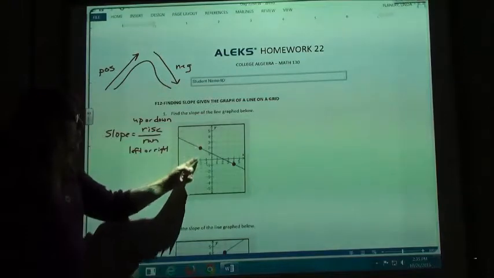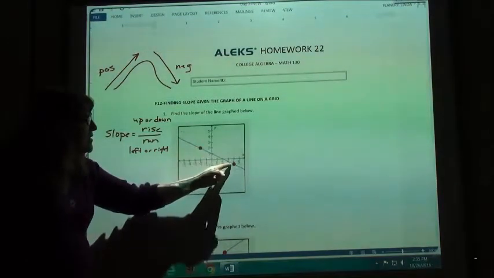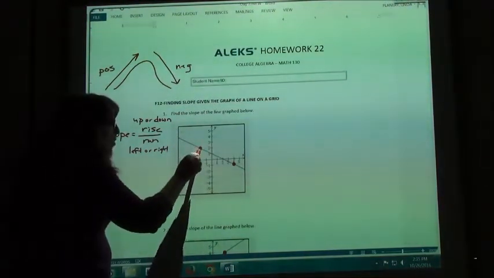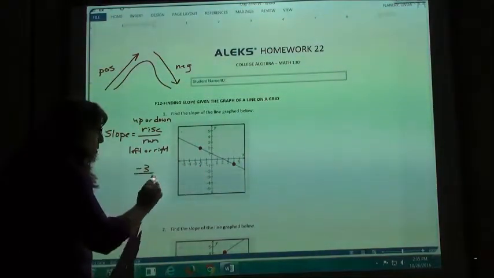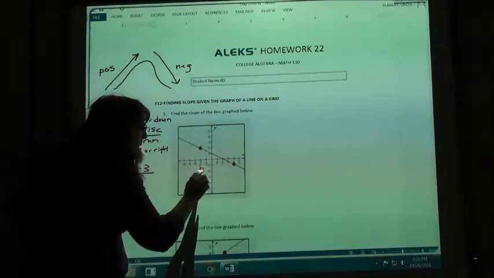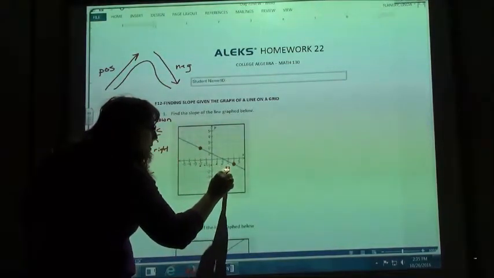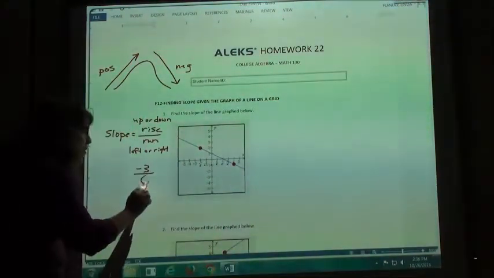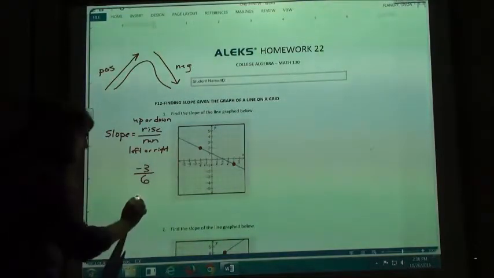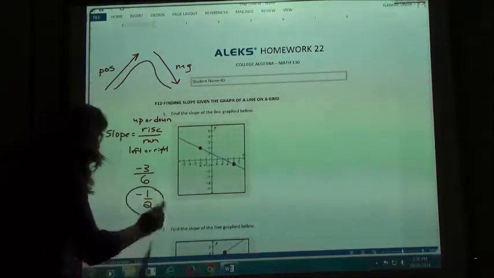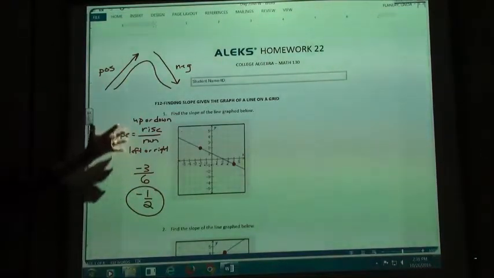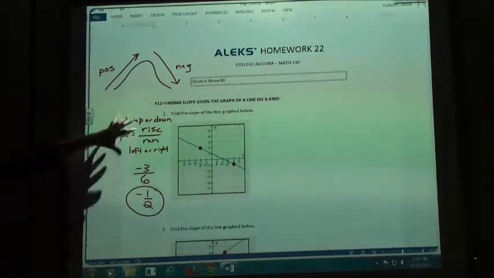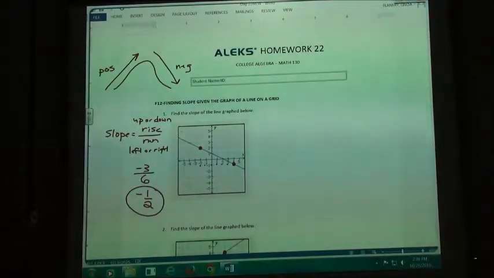So I could just count from this dot to this dot to find my slope. I am going to go 1, 2, 3 down, so -3 would be my top number, and then I'm going to go 1, 2, 3, 4, 5, 6 to the right, so 6 would be my bottom number, so my slope would be -1/2. Now what they're going to have you do is practice using the formula on ones that you can count the slope out on, just to make sure you're doing the formula right.